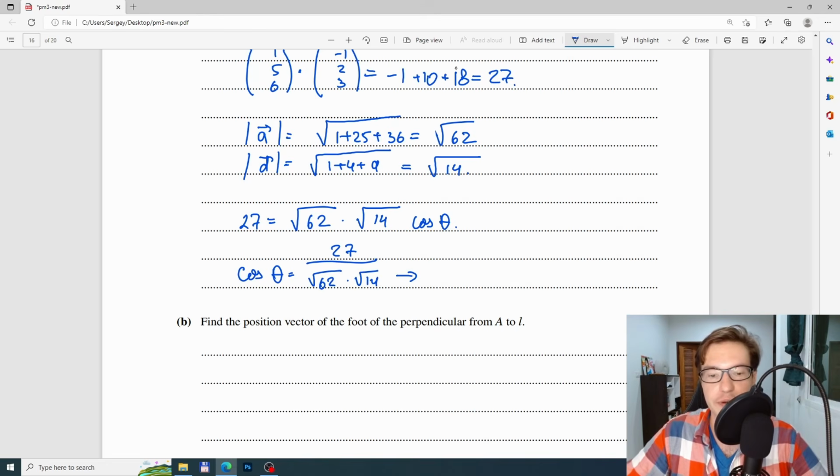Then take the inverse cosine, and I will get theta equals 23.6 degrees, and I will state this as the final answer for this question.